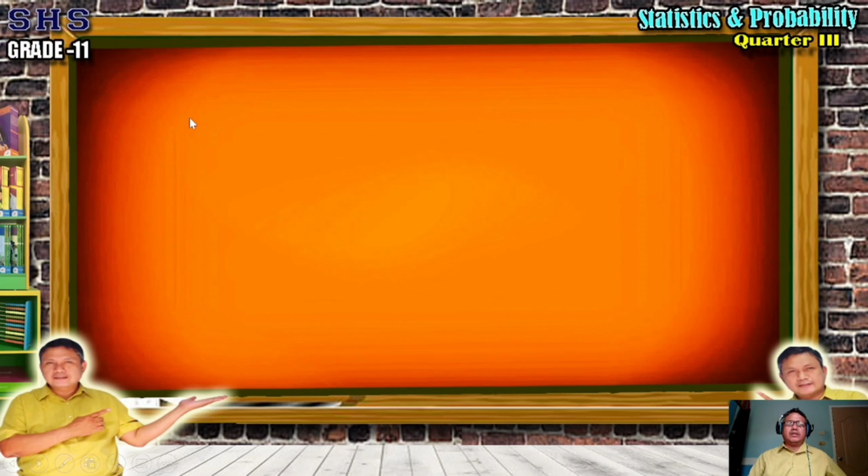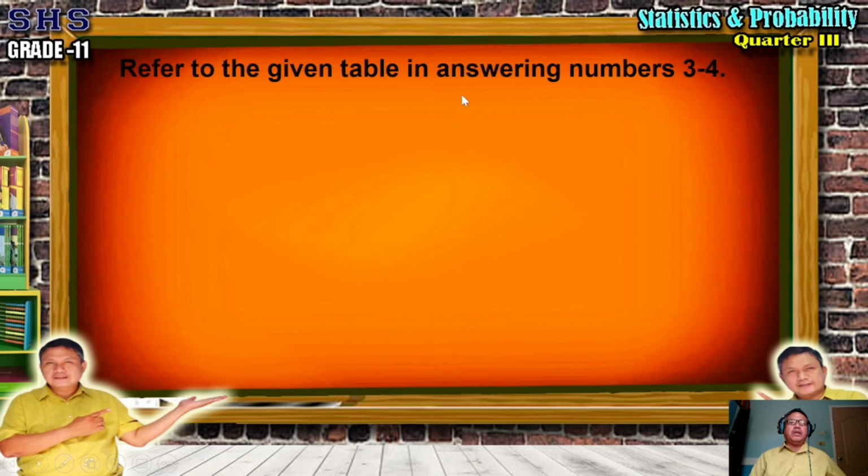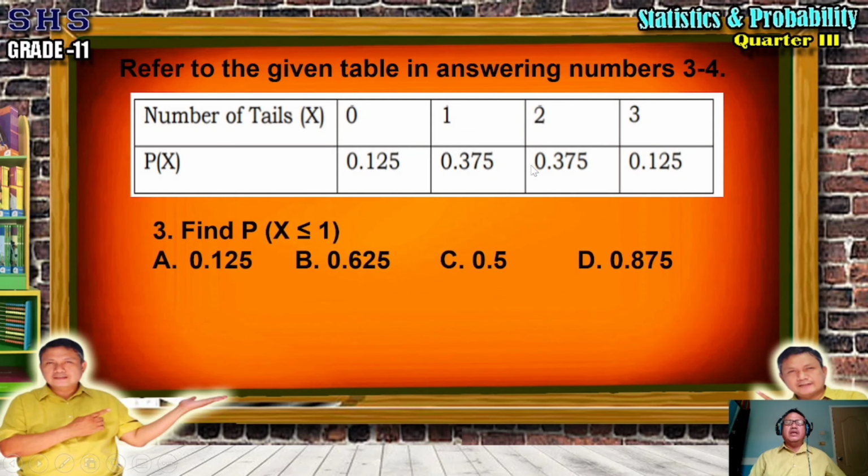Next number. So sa case na to, ang sabi, refer to the given table in answering numbers 3 and 4. Here is the question and okay, here is the table and the question 3 and 4. Okay, so look at the number of tails. So we have 0, 1, 2, 3, 4 and the P of X are 0.125, 0.375, 0.375, and 0.125. Question number 3. Find P of X is less than or equal to 1.